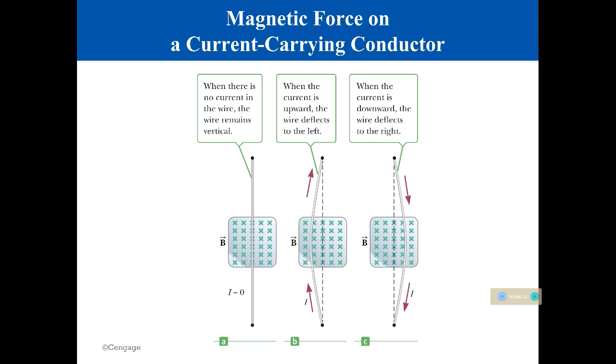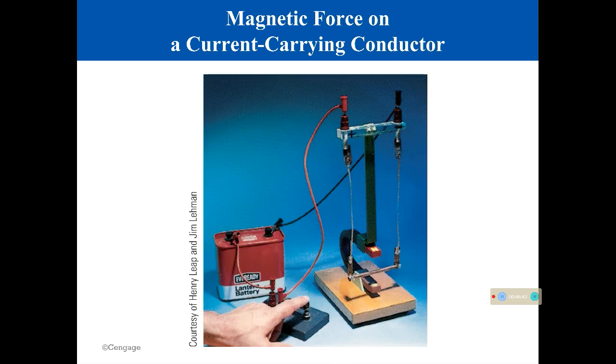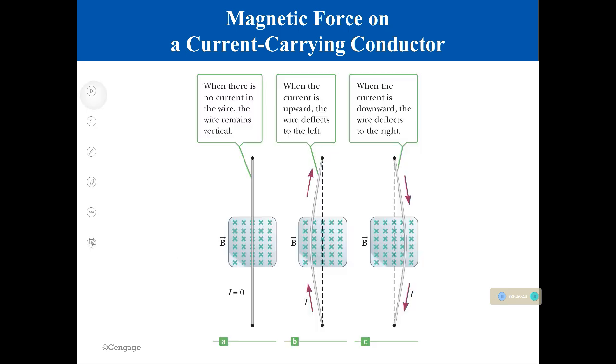Okay, so here we go. Now we have a magnetic field pointed into the page. You'll notice there is no current, and therefore the velocity would be 0. So should there be a force? Correct. Absolutely not.